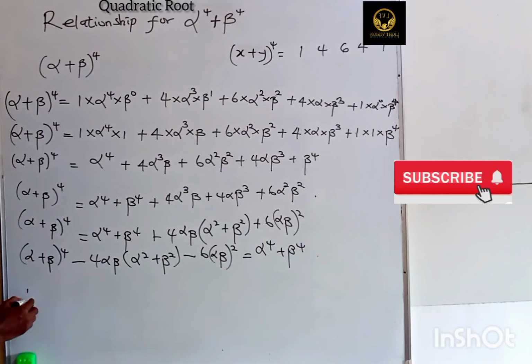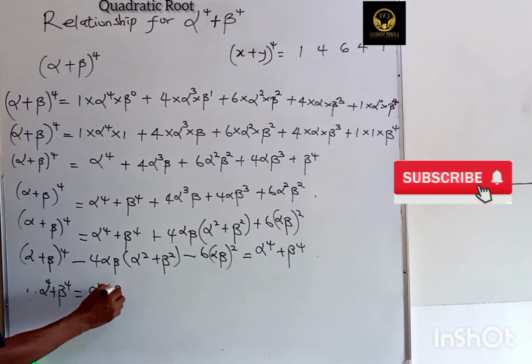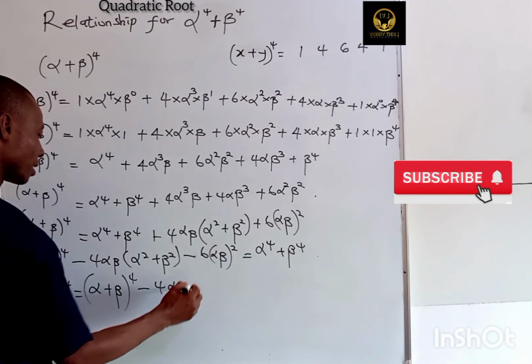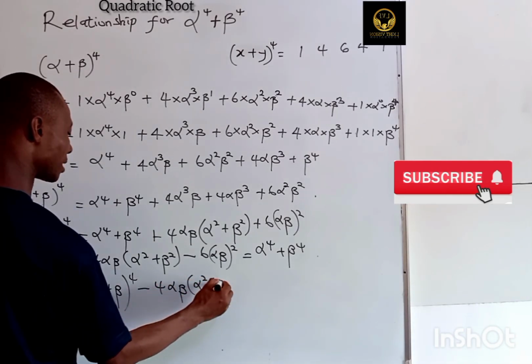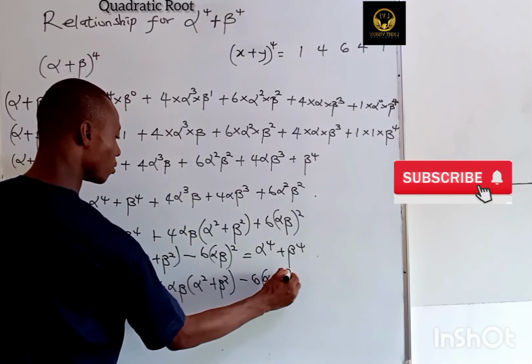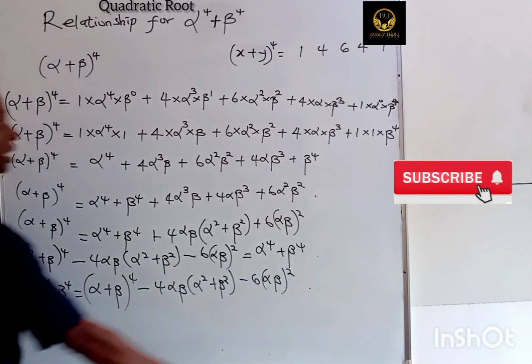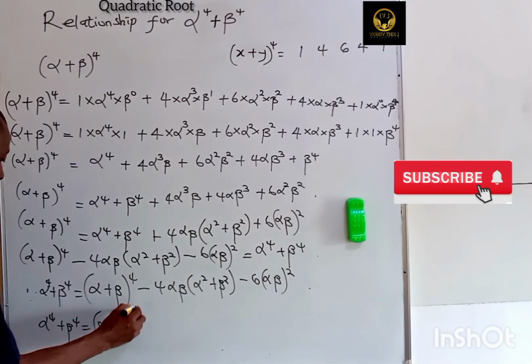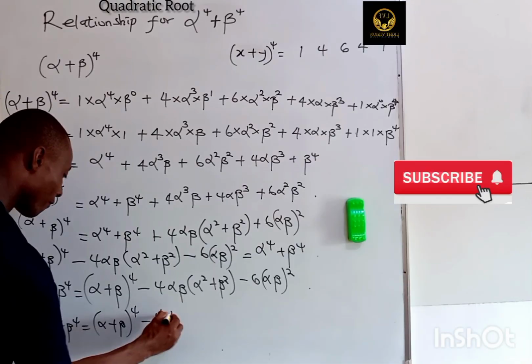That means, therefore, alpha raised to the power of 4 plus beta raised to the power of 4 becomes alpha plus beta raised to the power of 4 minus 4 alpha beta into alpha square plus beta square, minus 6 alpha beta all squared. Now, what do you see here? You will see that this becomes alpha raised to the power 4 plus beta raised to the power 4 equals alpha plus beta all raised to the power 4 minus 4 alpha beta.